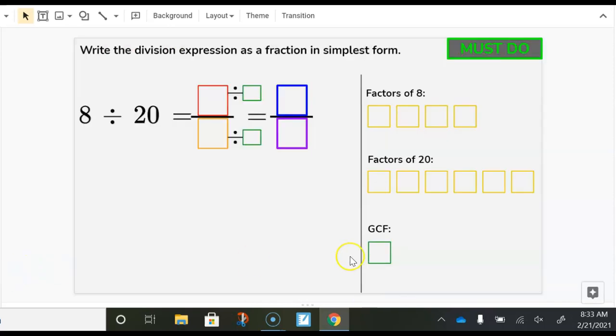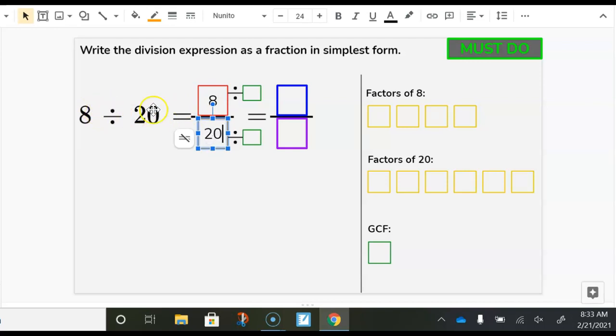You're also going to have problems where you don't have pictures, you just have to turn it into a fraction and simplify. You'll notice this says write the division expression as a fraction in simplest form. So when we do 8 divided by 20, when we do that division expression as a fraction, we read left to right, top to bottom. So our 8 is our numerator. Our 20 is our denominator. 8 divided by 20 is the same as 8/20. But then I have to simplify.